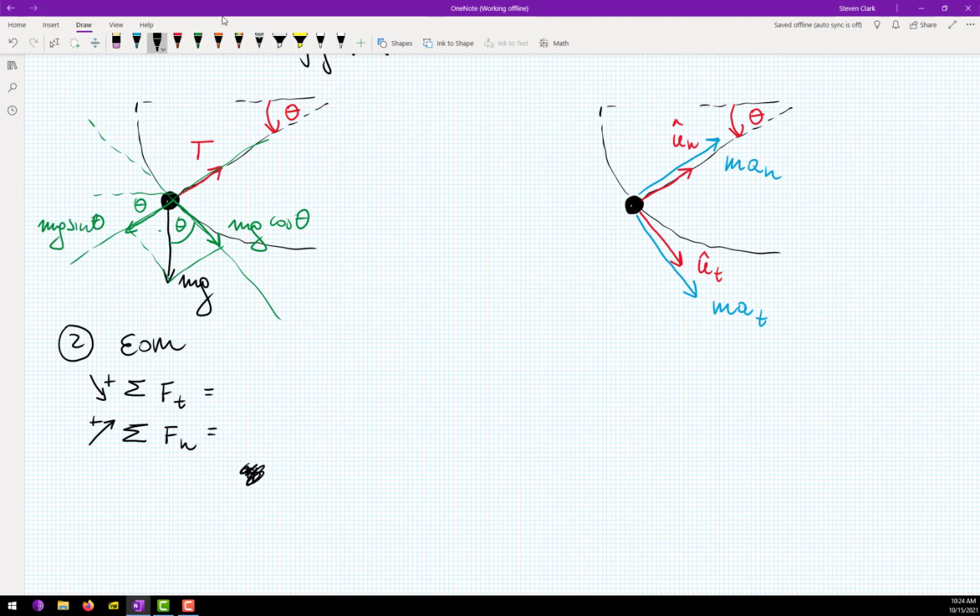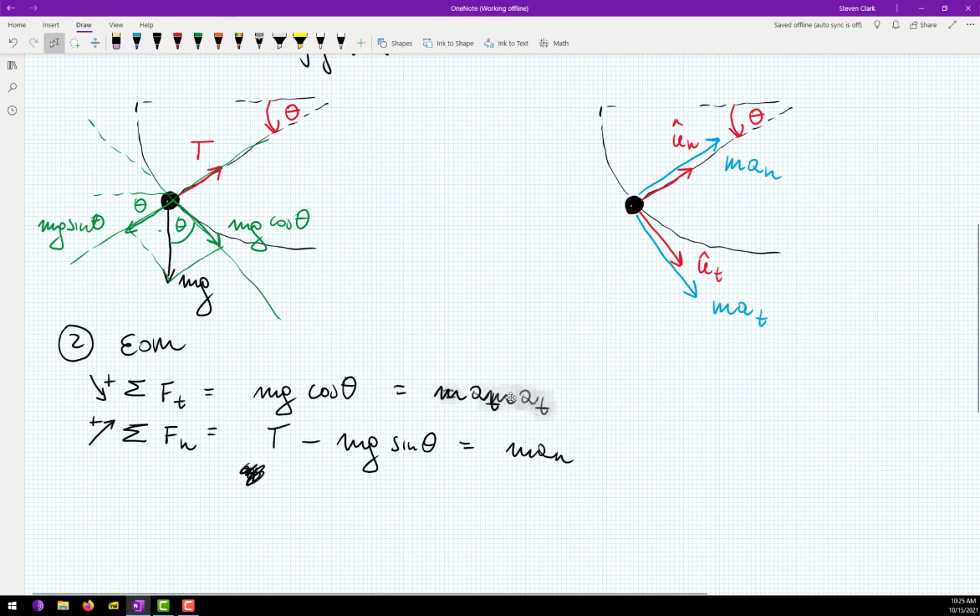Great. We can write our equation of motion right now. We just have mg cosine theta equal to m a_t. And on the n direction, we will have T minus mg sine theta equal to m a_n. Next step, if I remember correctly, was replacing a_t and a_n with these expressions. a_t was dv/dt, yes, and a_n was v squared over rho.